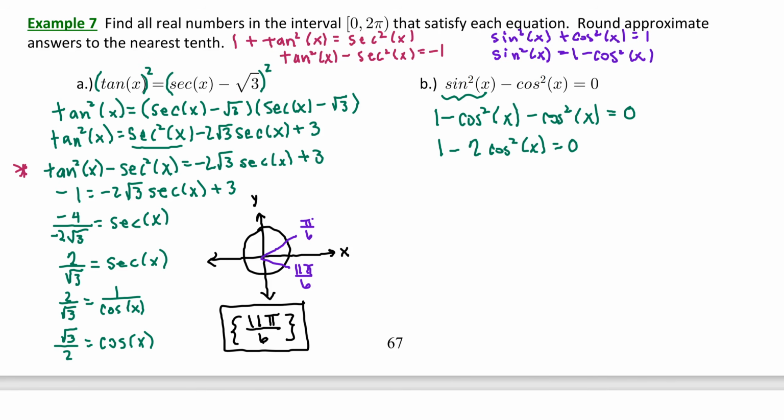Let's isolate our cosine function. So we're going to subtract 1 from both sides. That's going to give me a negative 1 over there on the right. And then we're going to divide both sides by negative 2. That leaves a 1/2 on the right.